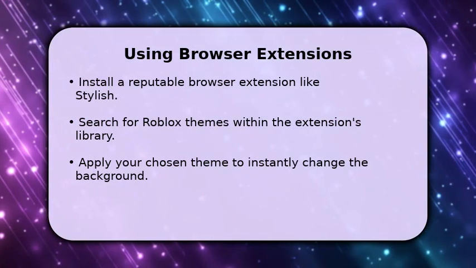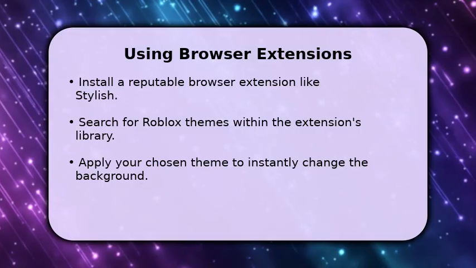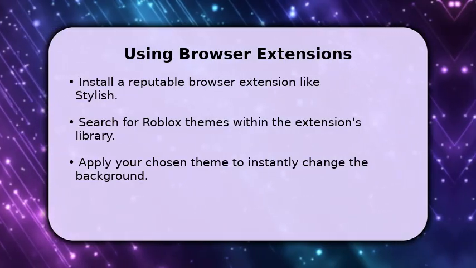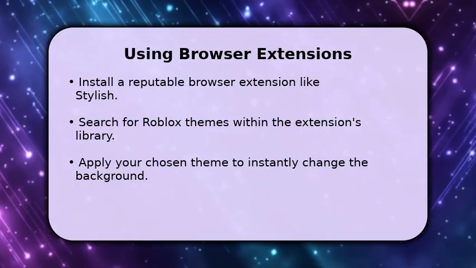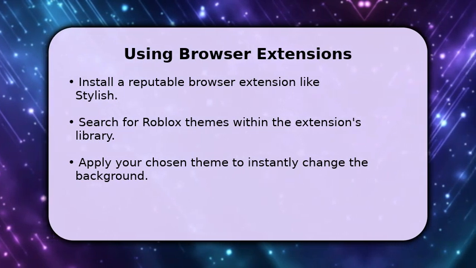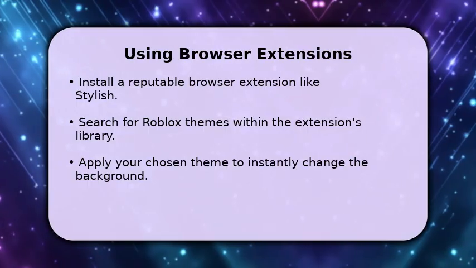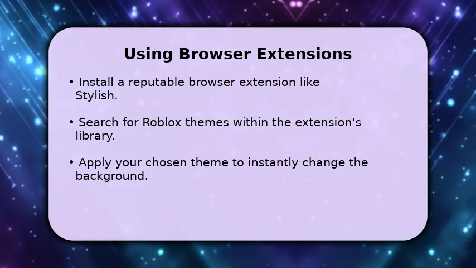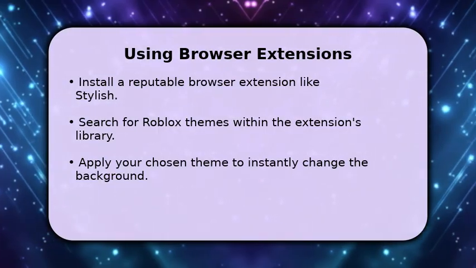To use browser extensions, first, install one from your browser's web store, such as Stylish. Once installed, you can browse through a vast collection of user-created Roblox themes. Select a theme that catches your eye, and with just one click, it will instantly transform the Roblox website's background and overall appearance. You have full control to enable, disable, or switch themes whenever you wish, offering endless customization possibilities.